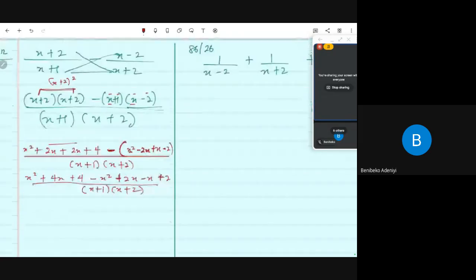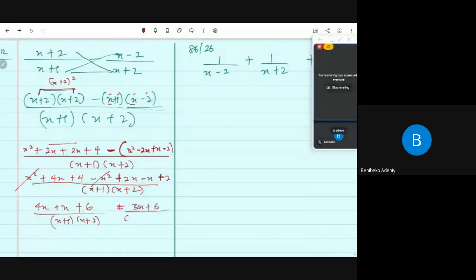Now, x squared minus x squared. Now this is 4x, 2x minus x, that's plus x. Then plus 4 plus 2 over x plus 1, x plus 2. So 4x plus x, that's 5x. So our answer is 5x plus 6 over x plus 1, x plus 2. And I think that should be in the answer.